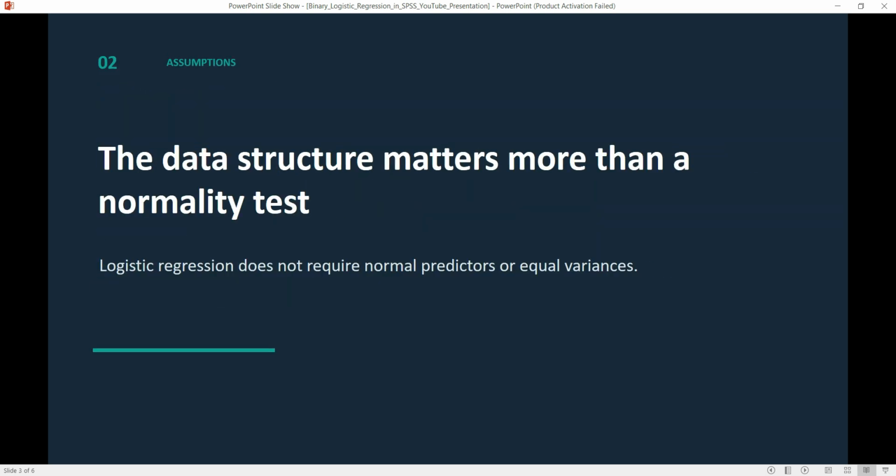First of all, the data structure matters more than normal data. It means the structure of the data is more important than the normality of the data, because logistic regression doesn't require normal predictors or equal variances.